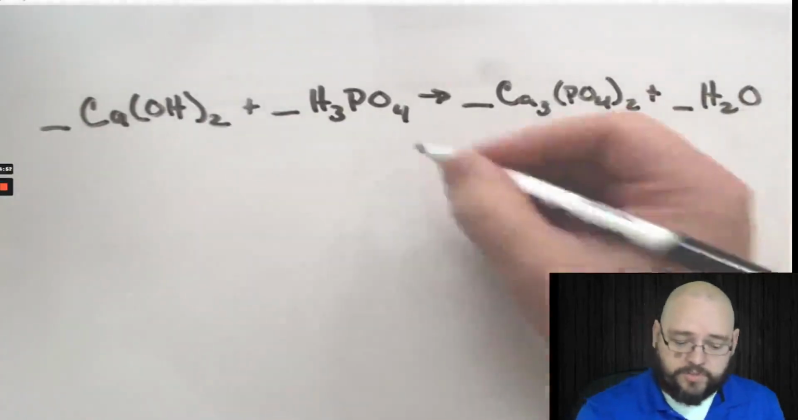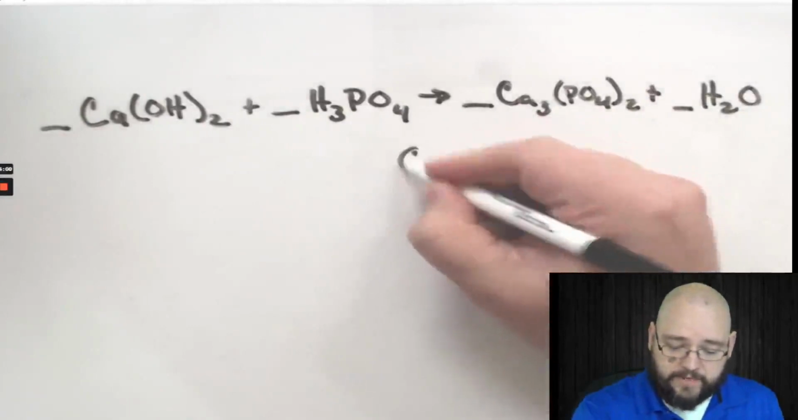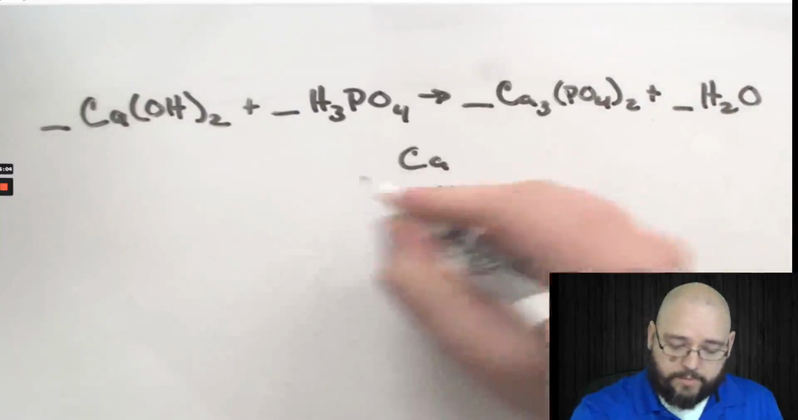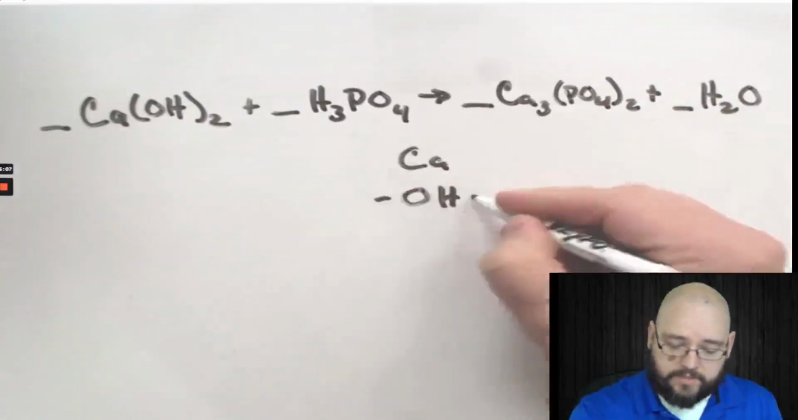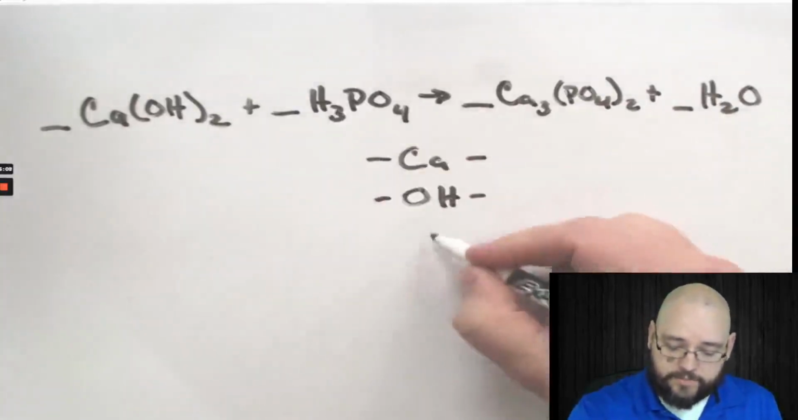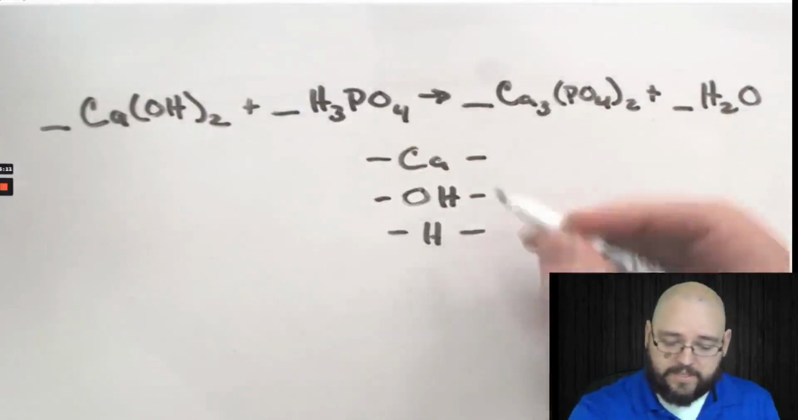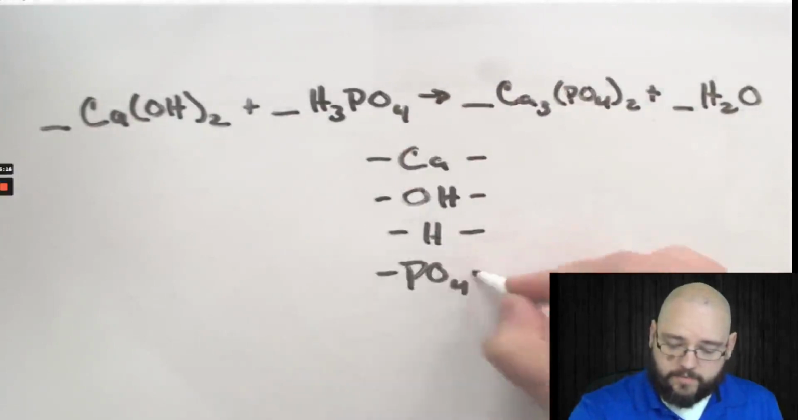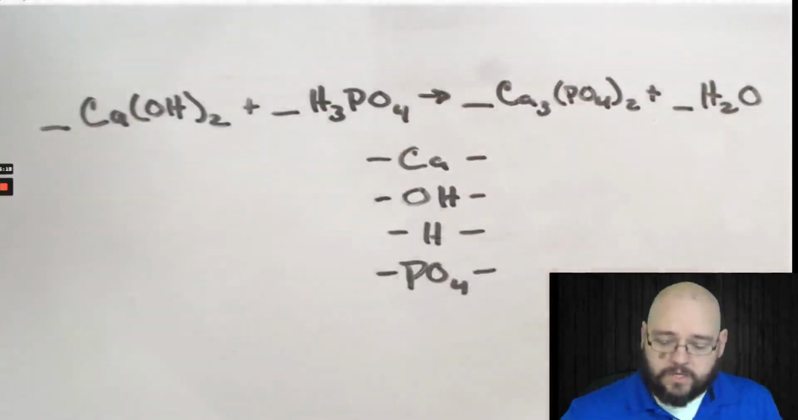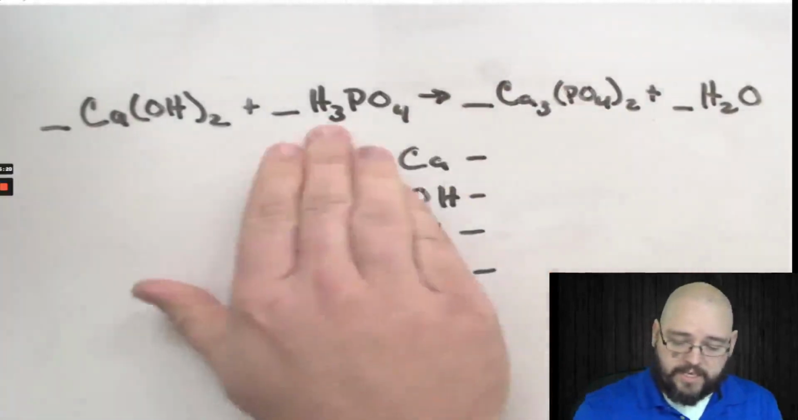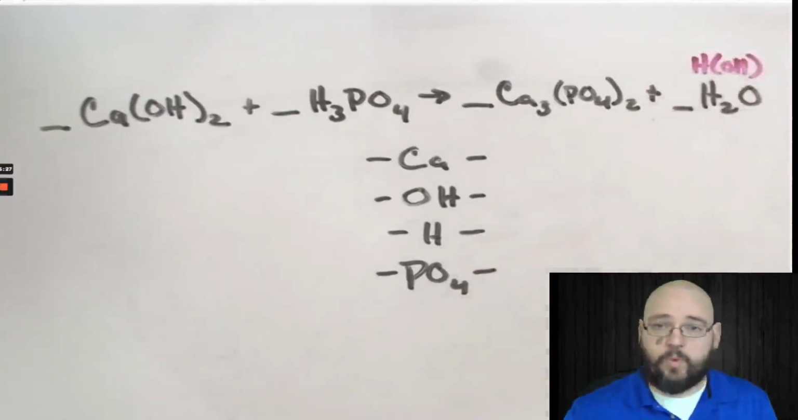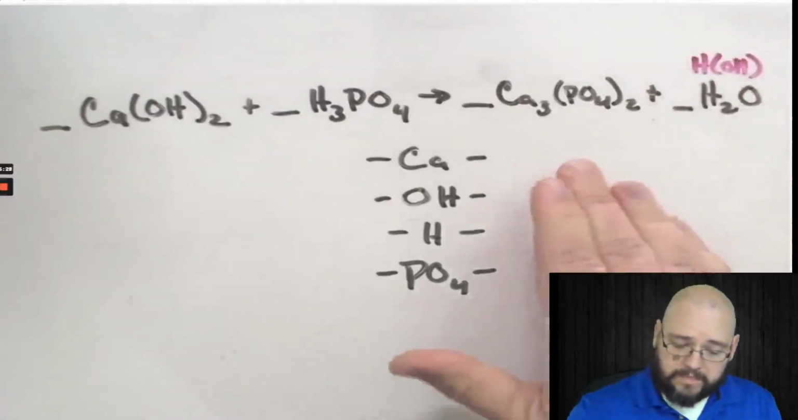So a couple of our tricks are going to go along here. I have calcium, and then hydroxide is a polyatomic ion, so I'm going to keep it as a polyatomic ion. I have hydrogen, that's part of that acid, and then I have phosphate, PO4, and it stays PO4 on both sides of the equation. And because I have hydroxide and hydrogen and then water, I'm going to treat my water like hydrogen hydroxide, like we did before.